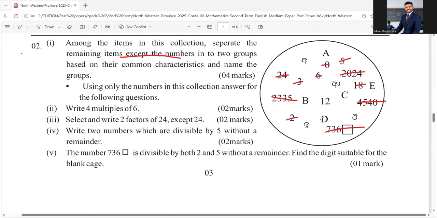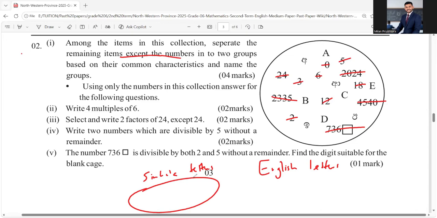You have English letters and single letters, right? So you have to separate into two groups. Common characteristics, and write single letters. English letters. So in single letters, you can take this one, this one, and this one, and this one, right? That's all, okay?